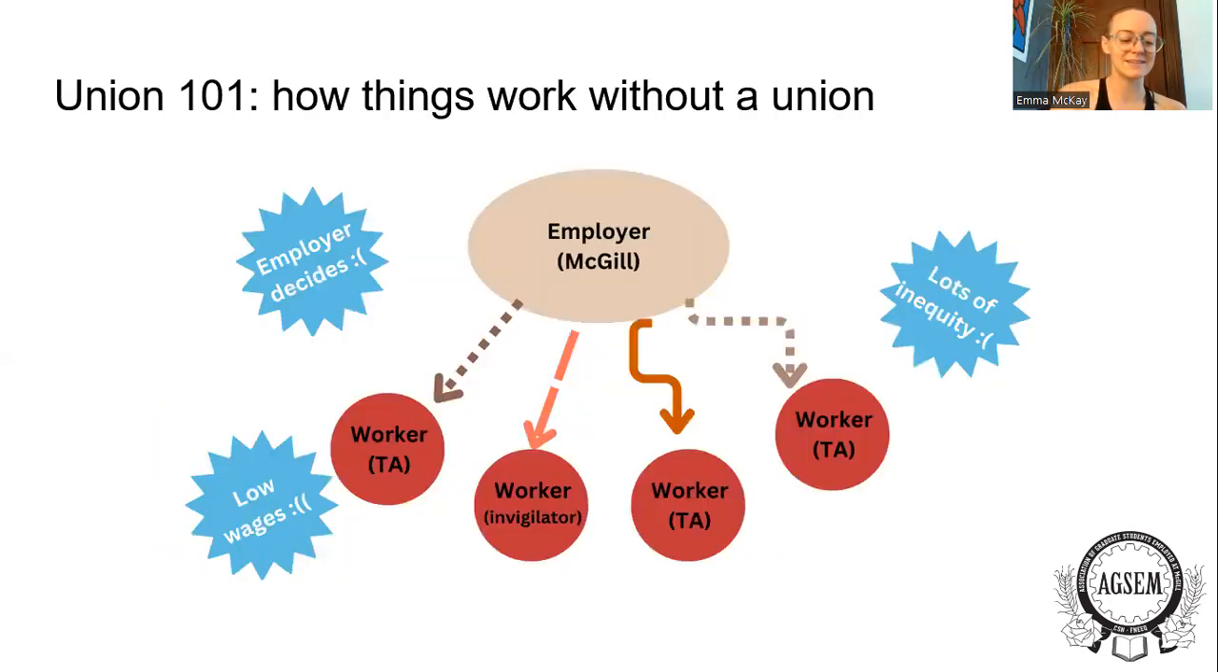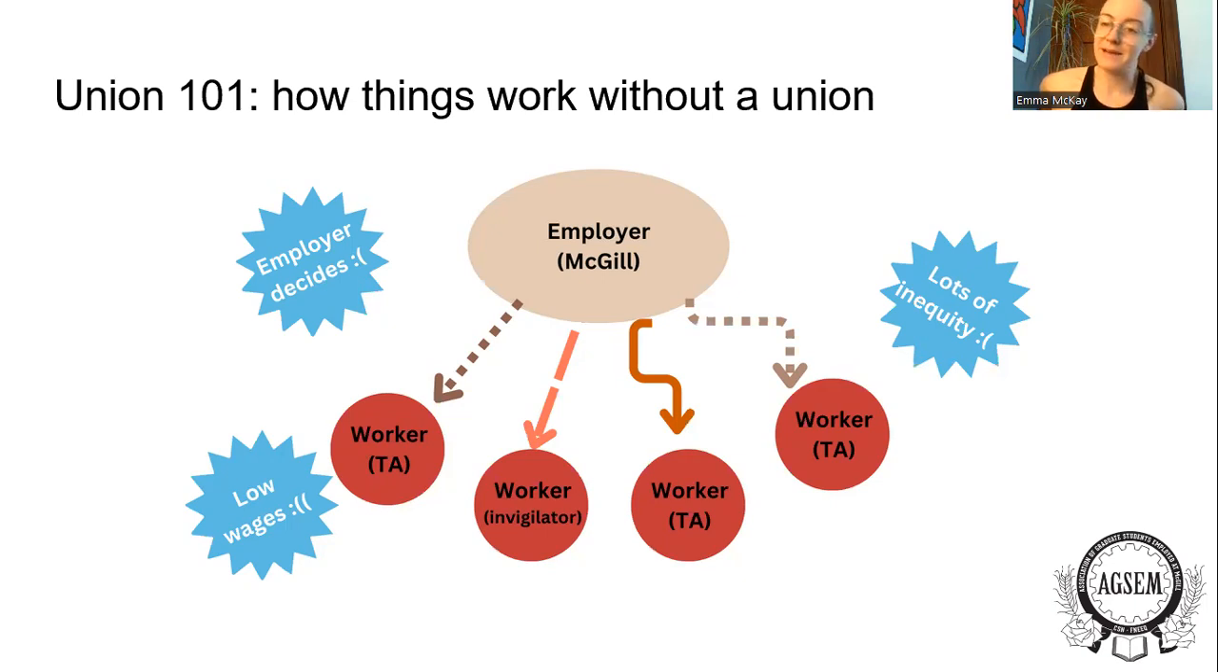So yeah, let's start with this really brief overview of how things work without a union. This is a really big picture overview. Things were like this before AGSEM was created, in a hard-fought win 30 years ago. So the employer, who is McGill, we normally might think of McGill as a school, and it's true that they are a school, but in the case of being a teaching assistant and an invigilator, or a lecturer, or an instructor, or a janitor, or any type of other employment at the university, McGill is the employer.